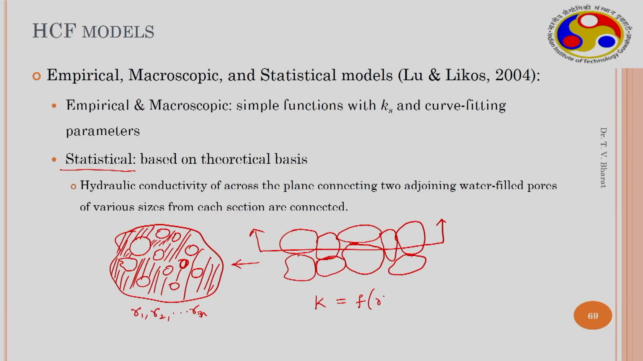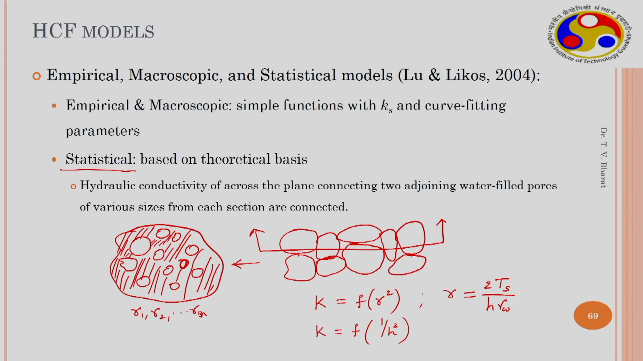Which states that the hydraulic conductivity is a function of R square. As we know, if you consider circular pores, R can be approximated as 2 Ts by H times gamma W, because this pressure is equal to 2 Ts by R. When we assume that the contact angle is 0, the hydraulic conductivity is a function of 1 over H square, the suction head squared. So this is how the function is related.